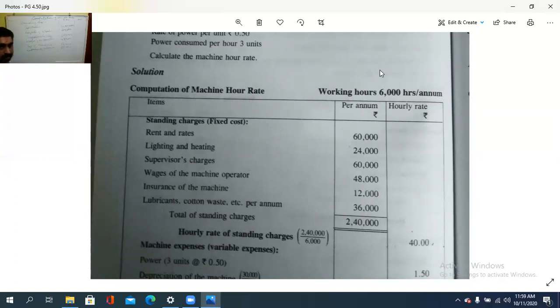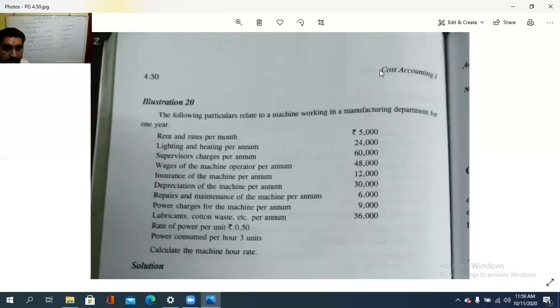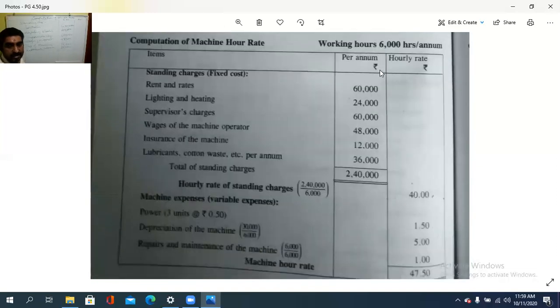So take the total. So what all items are not taken in the fixed? Depreciation is not taken, repairs and maintenance is not taken, power charges is not taken. Then rate of power unit, that we need to calculate separately. Rest all items are coming in the fixed expenses. So total of the standing charges is 2,40,000.